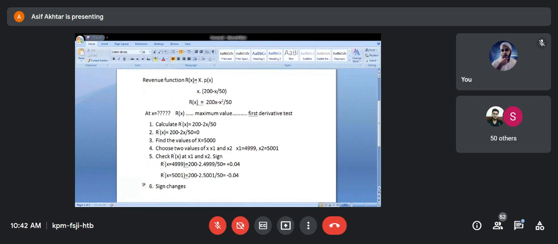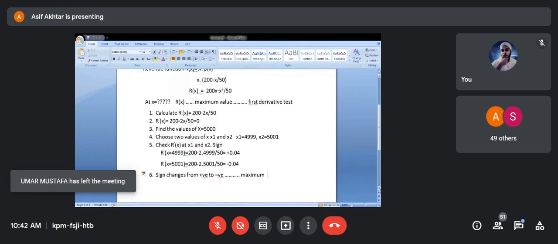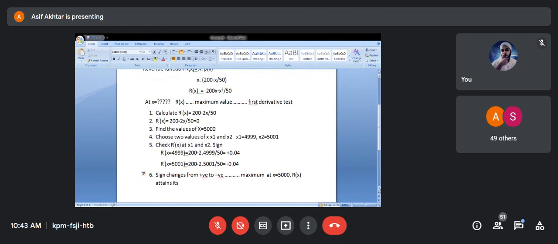So the sign changes from positive to negative. If the sign is changing from positive to negative, the slope changes from positive to negative, that is, the tangent is changing from acute angle to obtuse angle. So acute to obtuse, what does it mean? Is it a point of maximum or minimum? Maximum. So that means at x equal to 5000, the revenue function attains its maximum. This is the conclusion that we need to understand.